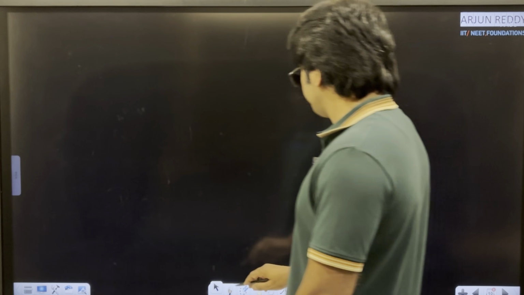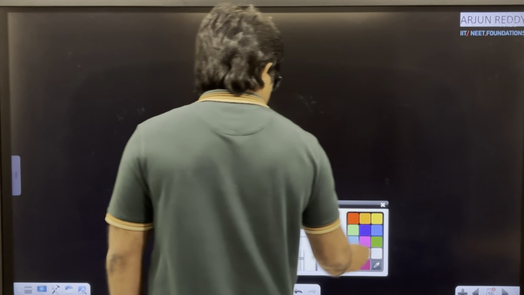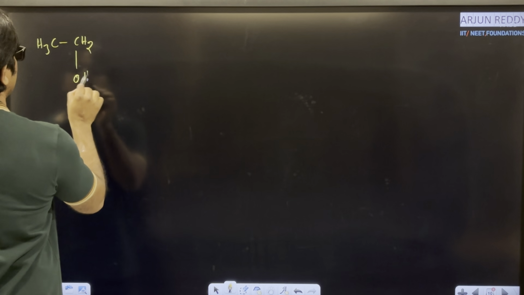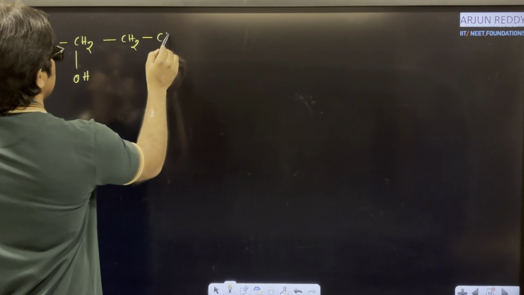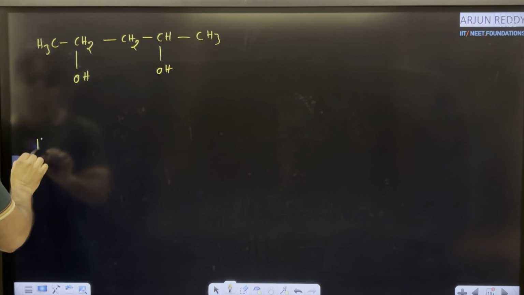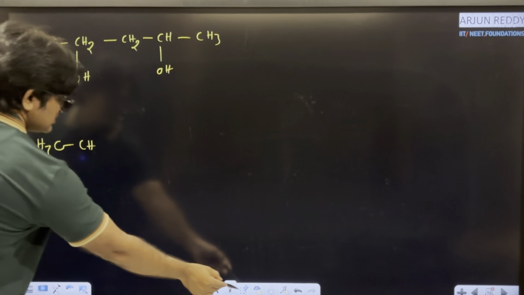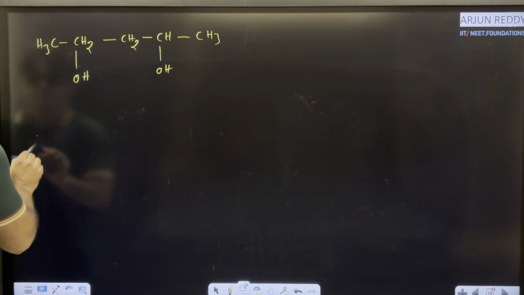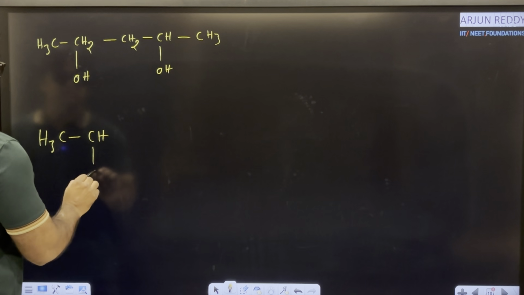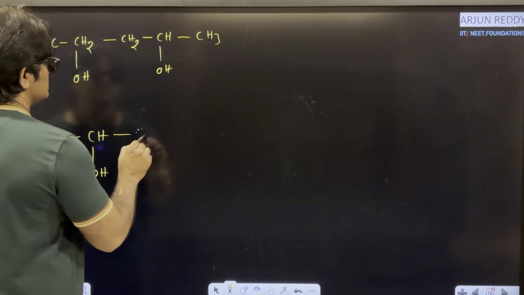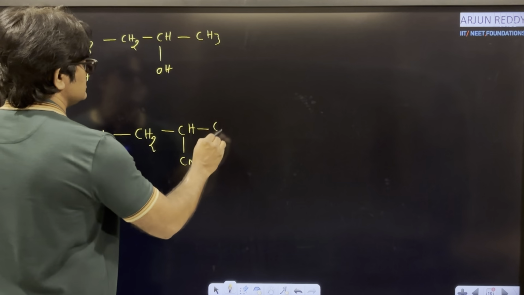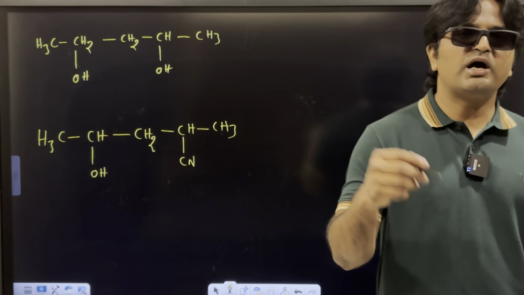Come to next example. CH3, CH2, here I am taking OH, CH2, CHOH, and CH3. Clear? Next one, for example, CH3, CH2, CH3, CHOH, next CH2, CHCN, CH3. Now convert these molecules into bond line formula.